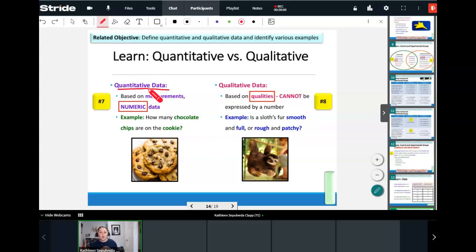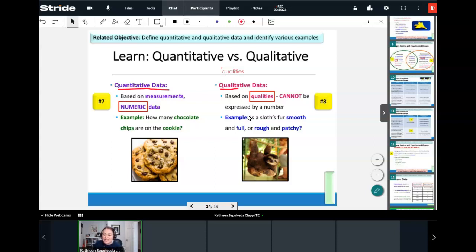Now, flip side, qualitative data. When you hear the word qualitative, it means qualities. It's the same beginning. Qualities. Qualities cannot be expressed by a number, but I can describe them using any of my five senses.